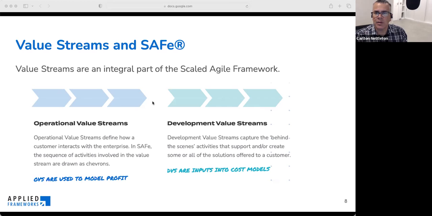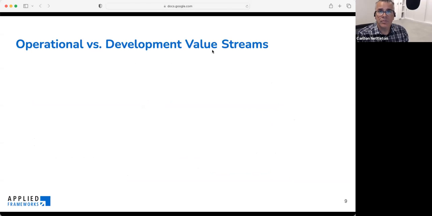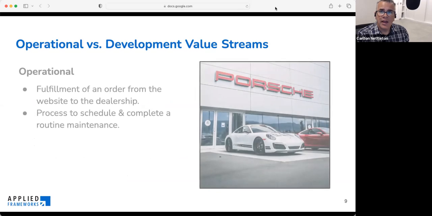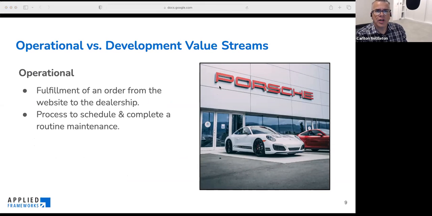So let's look at some examples to make this a little more concrete. Let's imagine we wanted to buy a new car, and that car was a Porsche. Imagine that if we were buying a Porsche, one of the operational value streams we might interact with could be the value stream responsible for filling an order made on the website, which results in a brand new Porsche waiting for us at the dealership in 2 to 3 weeks, or maybe sooner if it's already in inventory.